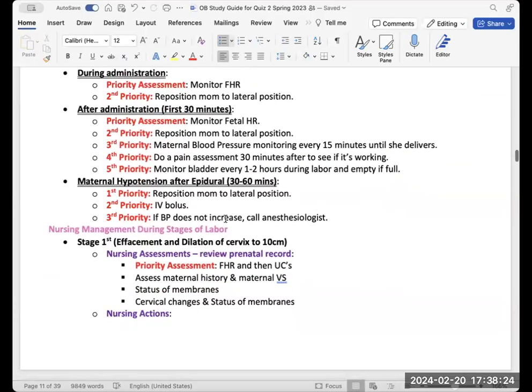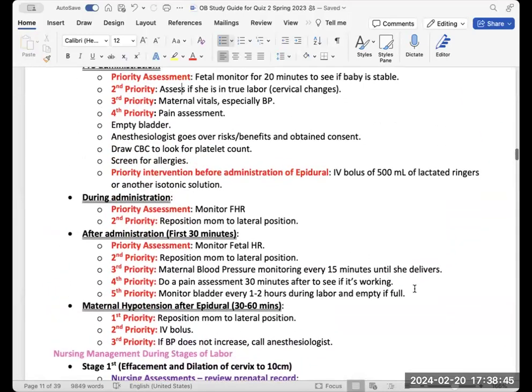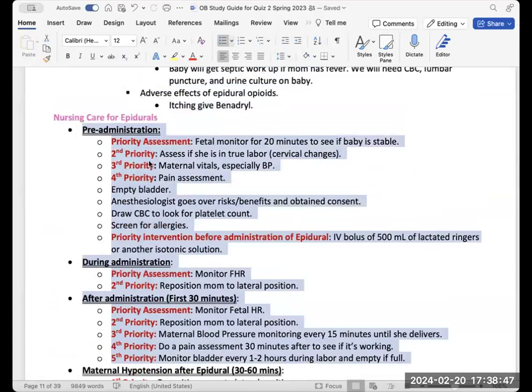Last thing, 30 to 60 minutes after the epidural is given, if they have maternal hypotension, first priority, reposition the mom because we want to alleviate and increase that blood pressure. Then we give an IV bolus. And if the blood pressure doesn't increase after those interventions, we call the anesthesiologist.